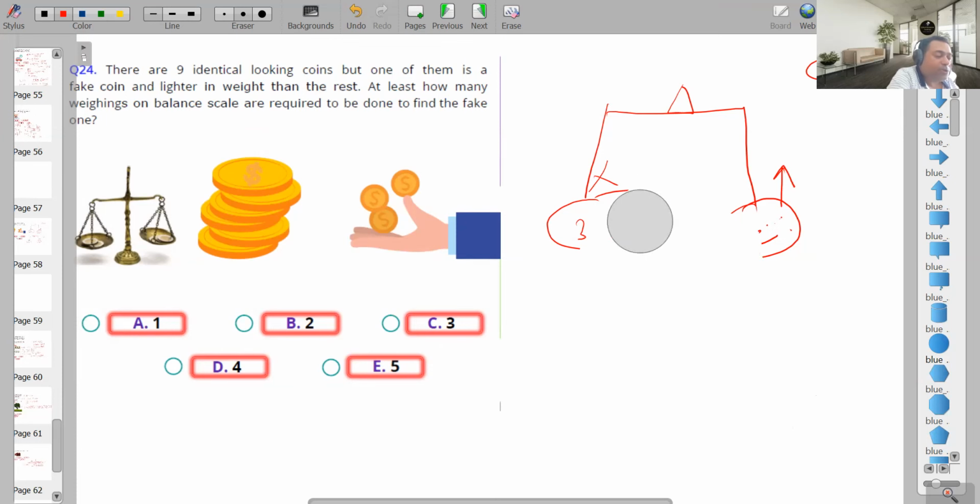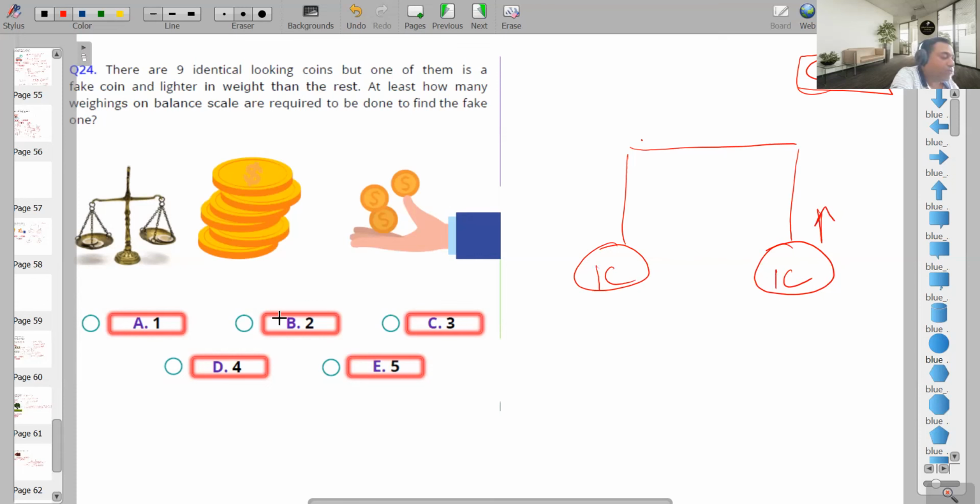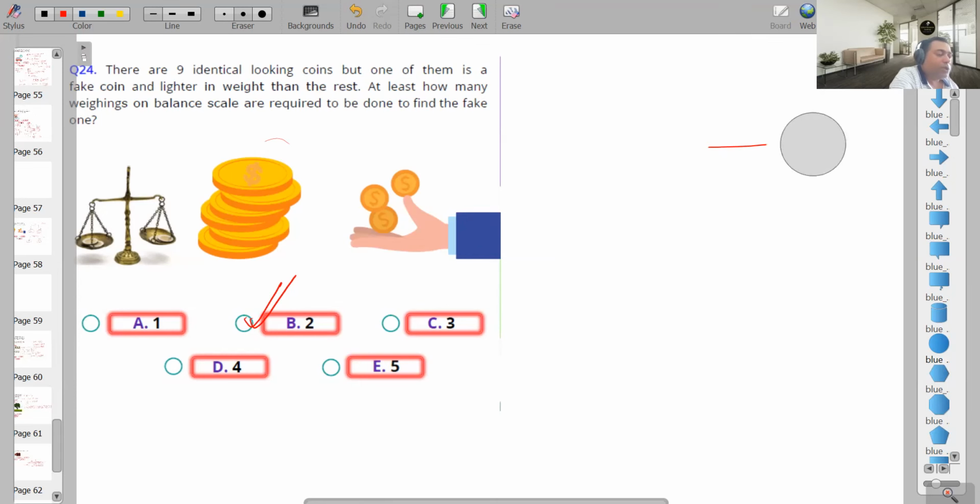But let's say these 2 are equal in the first weighing. Then we do the same thing again. For the second weighing, we use the 3 coins which we had kept aside, and we use only 2 of them. Again, the lighter one will go up. If they are equal, then the third coin is the fake one. So in 2 weighings itself, you'll be able to figure out the fake coin. If you apply logic, the correct answer is option B.